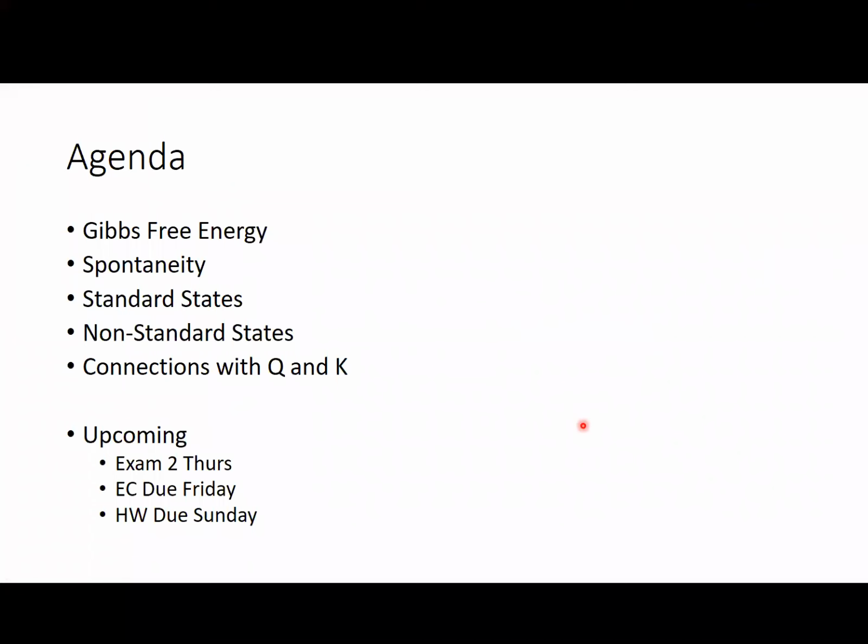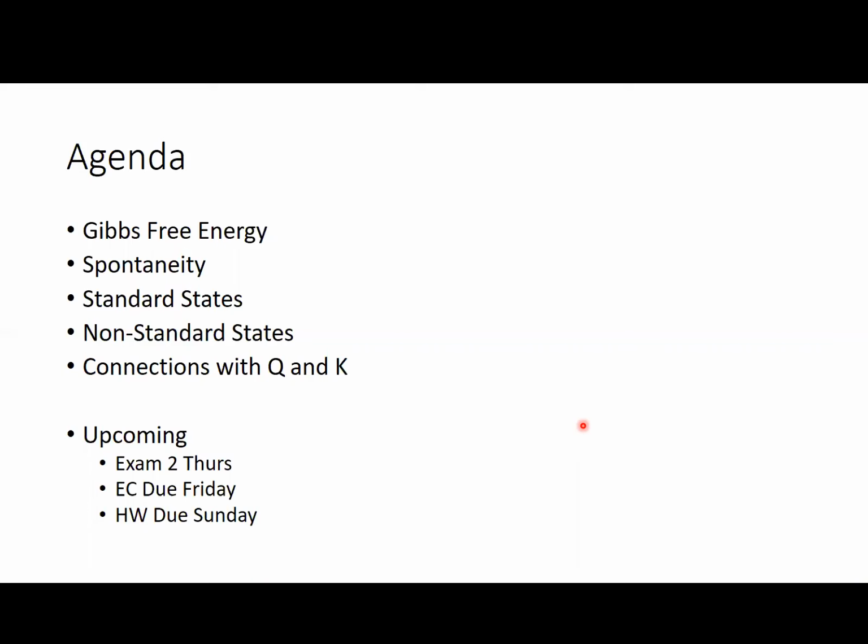So class today, 2046. So we're going through Gibbs free energy, spontaneity as it relates to that, whether or not a reaction will go forward on its own, non-standard states and standard states for calculating things like spontaneity, and then connections with Q and K, which are equilibrium. Equilibrium as a concept is probably one of the most important concepts in chemistry, meaning that reactions and systems tend towards equilibrium, but not towards a completion.